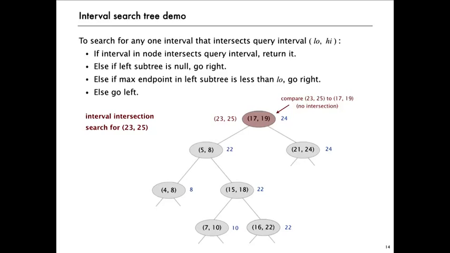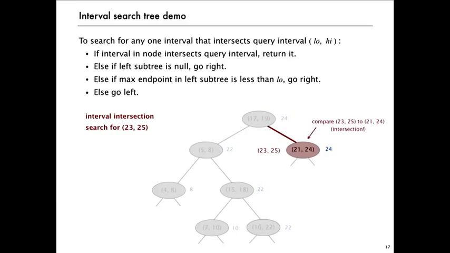Otherwise, we have to check whether the max endpoint in the left subtree is less than the low point in our interval. And it's easy to see, well, if that's the case, then we're not going to find an intersection in the left. The maximum endpoint in the left is 22, and we're looking for 23. We're not going to find anything there, so we just want to go right. So in this case, we'll go right. 22 to 23, no intersection on the left, so we go right. And now we do find an intersection. 21, 24 does intersect with 23, 25 because 23 is in the middle there. So we find an intersection.